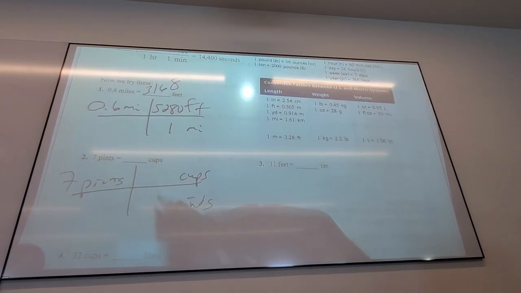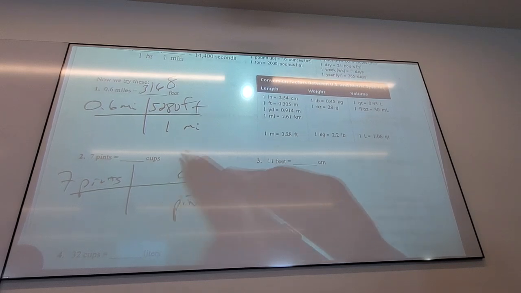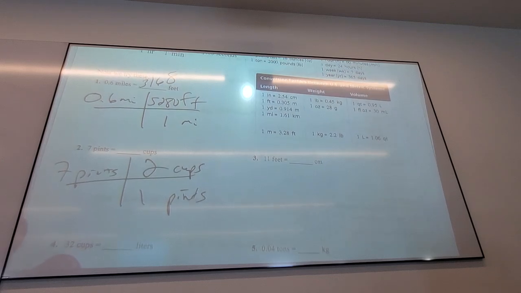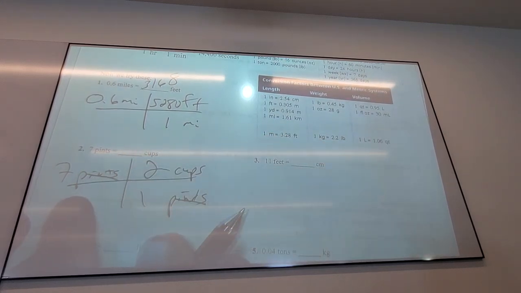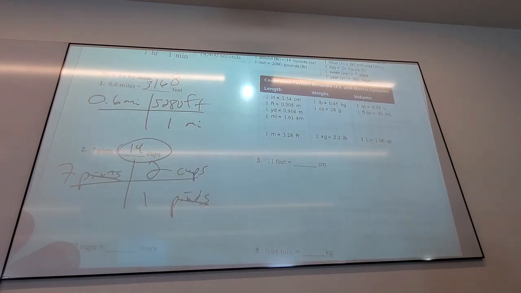So where does 1 go? Bottom. On the bottom, 1 of these, it's 2 of those. Does everybody see that? There's no guessing. It's kind of beautiful, kind of locked in, which sometimes is nice. So then pints goes away. 7 times 2 is crazily enough 14.